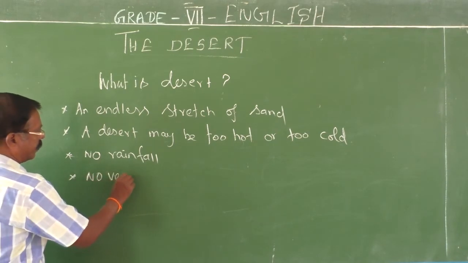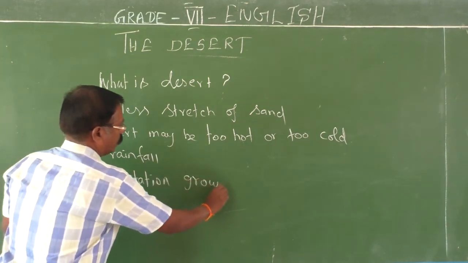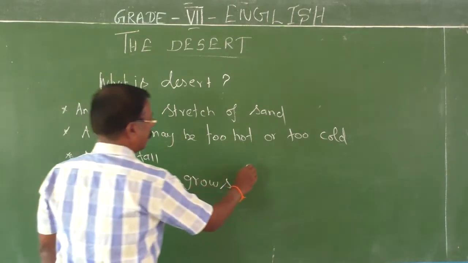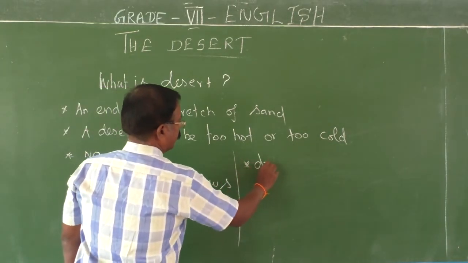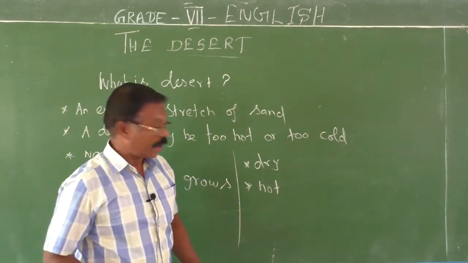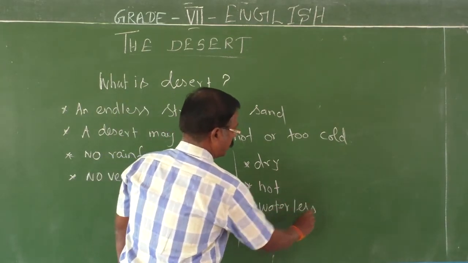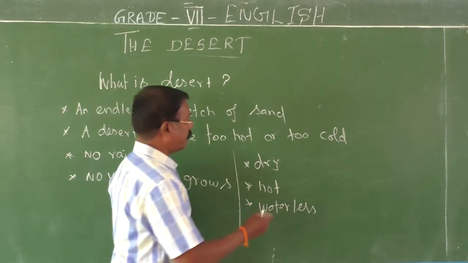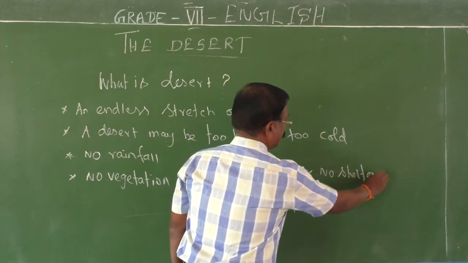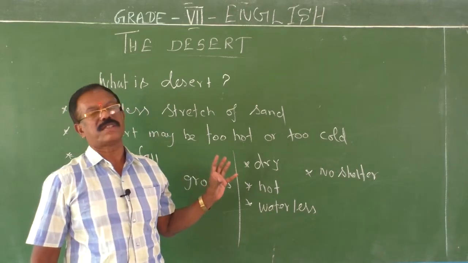And no vegetation grows here. The climate is very dry and very hot and waterless. That's very important. Waterless. And then no shelter here. So these are all the general features of a desert.